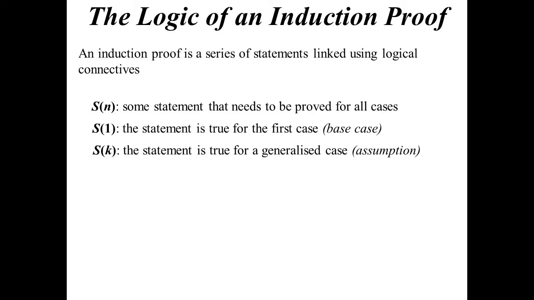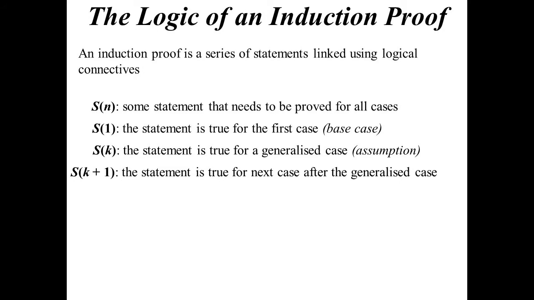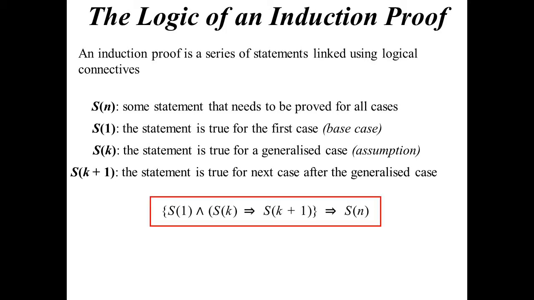SK is when we generalise it and we make an assumption. We say, well, actually, we're going to assume it's always true. SK plus 1 then is the next case after the generalised case, and that's what we end up proving. That is basically mathematical deduction using the language of logic. So what we need to do in proof by induction, we need the base case and the assumption. If we've got those two things, then if we get the k plus 1th case, we can then conclude it's true for all cases.